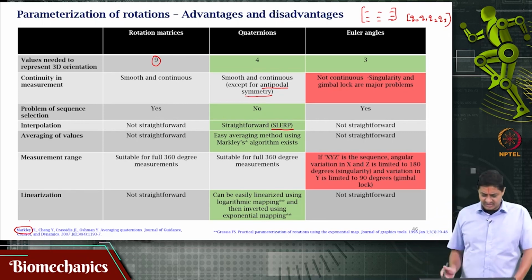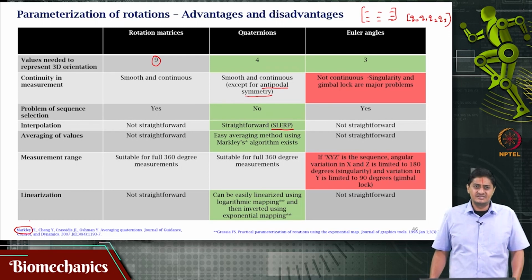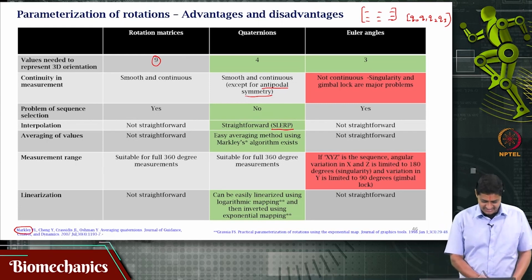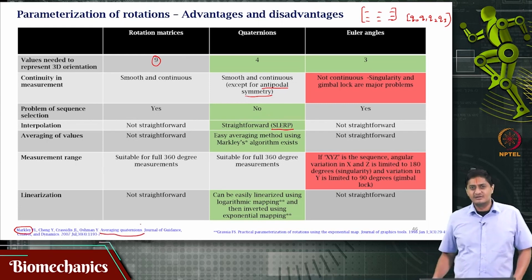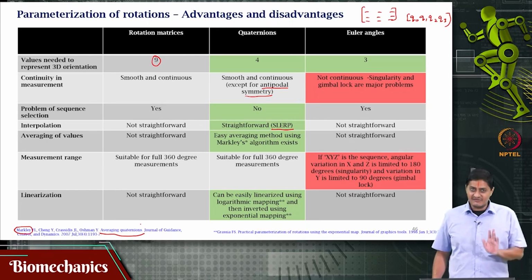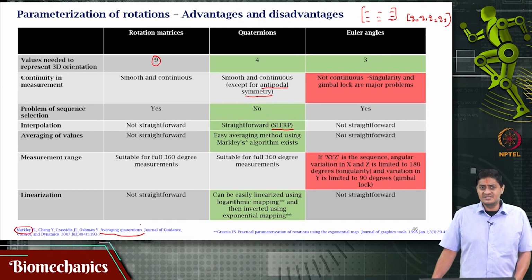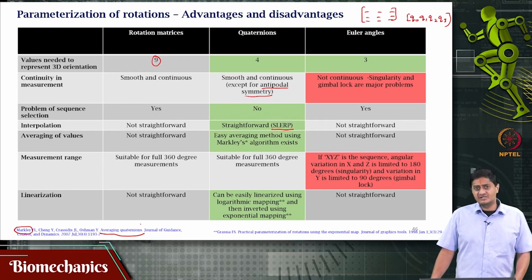The details of this algorithm are available in this famous paper by Markley. The paper is called Averaging Quaternions, a two-word name for a paper. Just Google averaging quaternions Markley, and you will get this paper, where the details of this algorithm are available. Essentially, what this requires is creating an eigenvalue decomposition of the set of all quaternions that you want to average, and then finding the eigenvector corresponding to the largest eigenvalue.